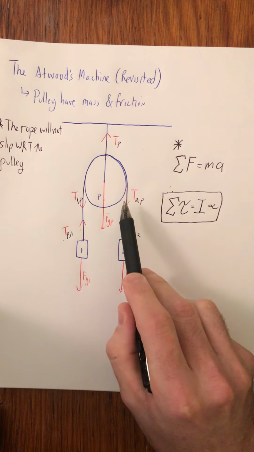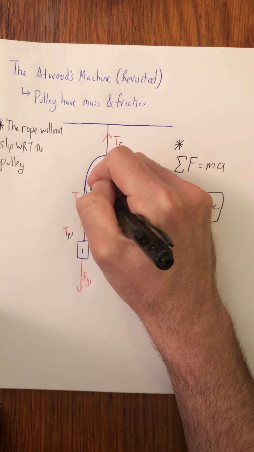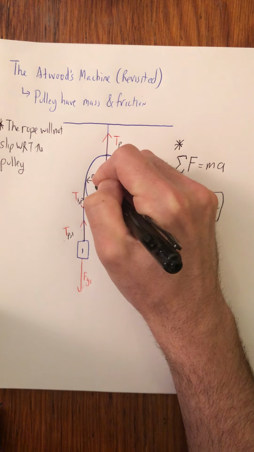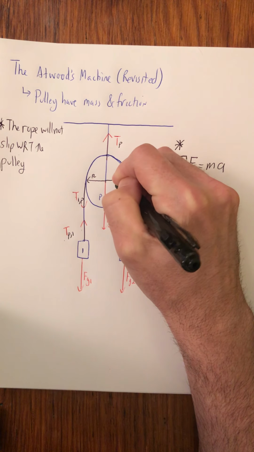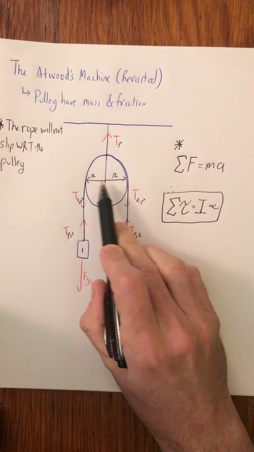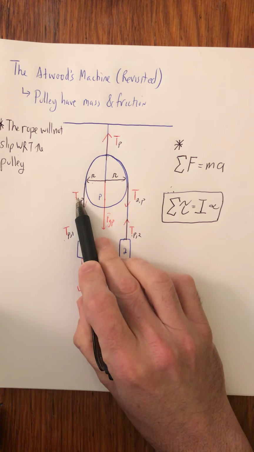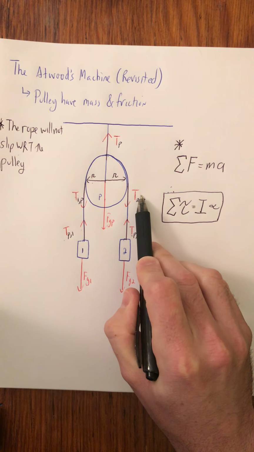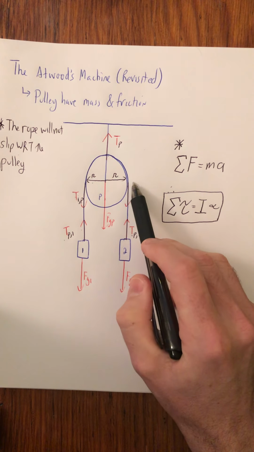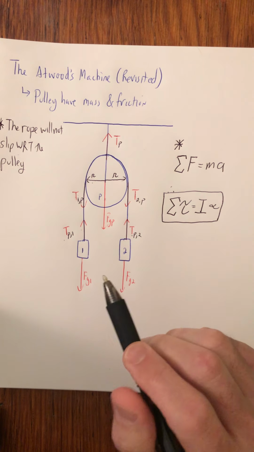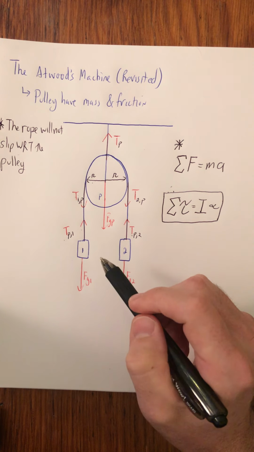Well, if these were the same, if we were to look at the torque of each of these, that would be the R for that particular tension, and that would be the R for that particular tension. These two radii are equal to each other. And if these two forces were equal to each other, this torque, because it's R cross F, would be equal to this torque, R cross F, but in the opposite direction, meaning the net torque would be 0.